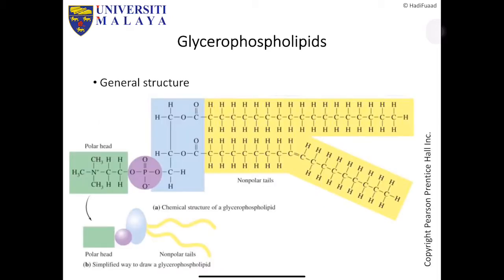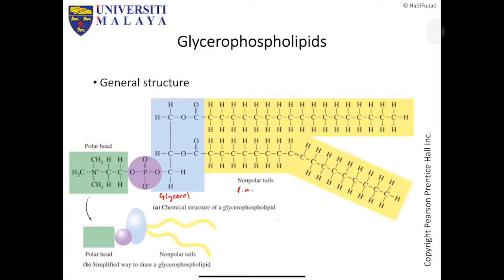A real example of a glycerophospholipid is shown here. You have a polar head, which is the phosphate and the amino alcohol group linked by a glycerol, and then you have the nonpolar tails of fatty acids. That's the basic structure.